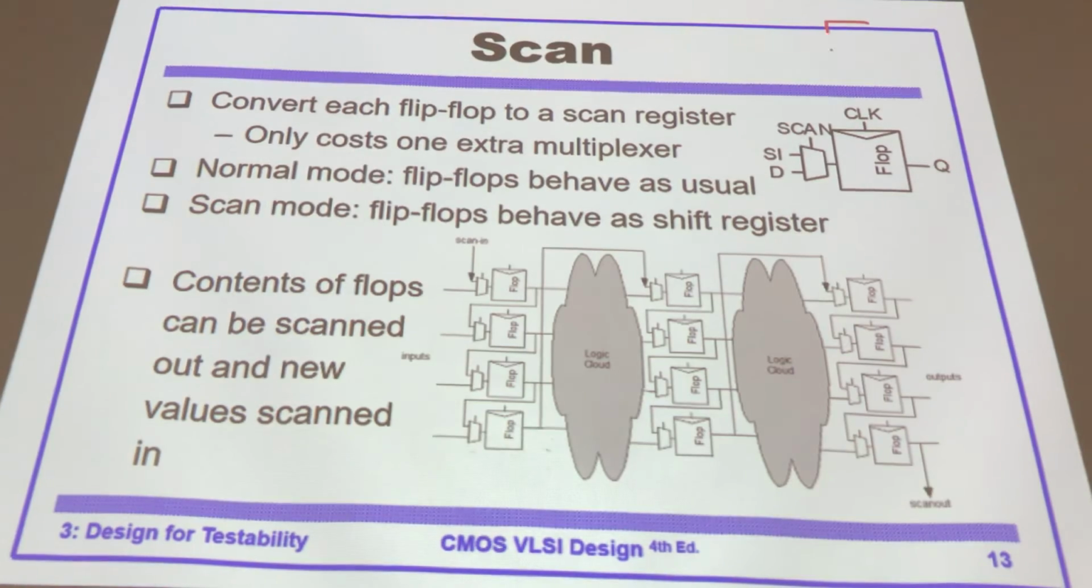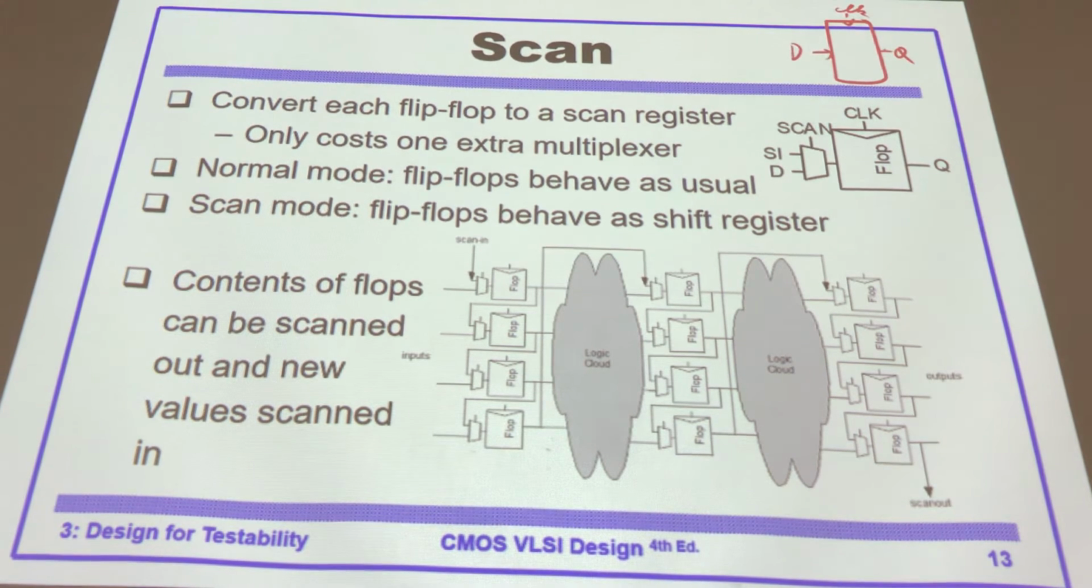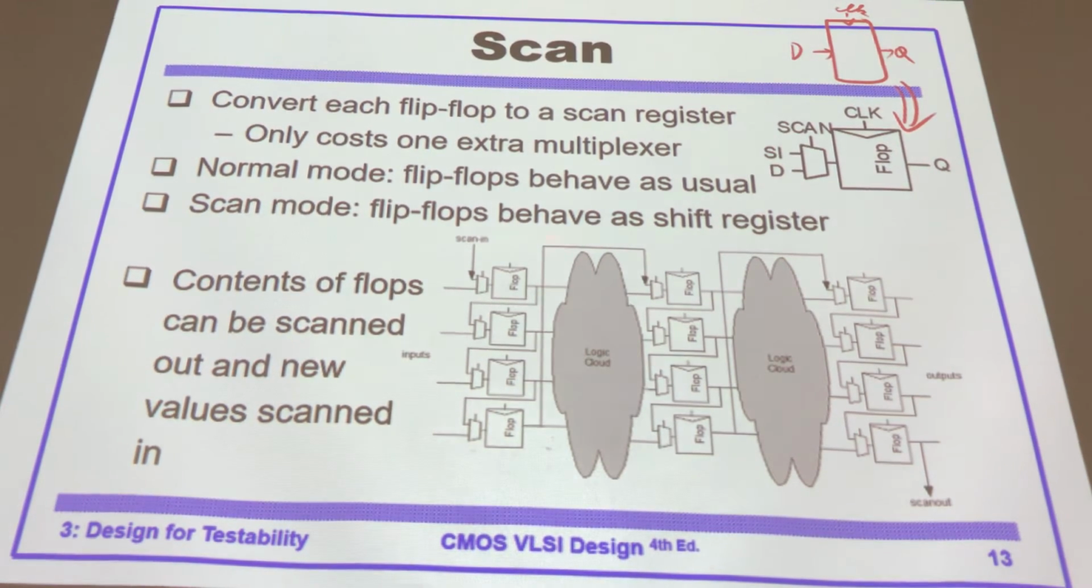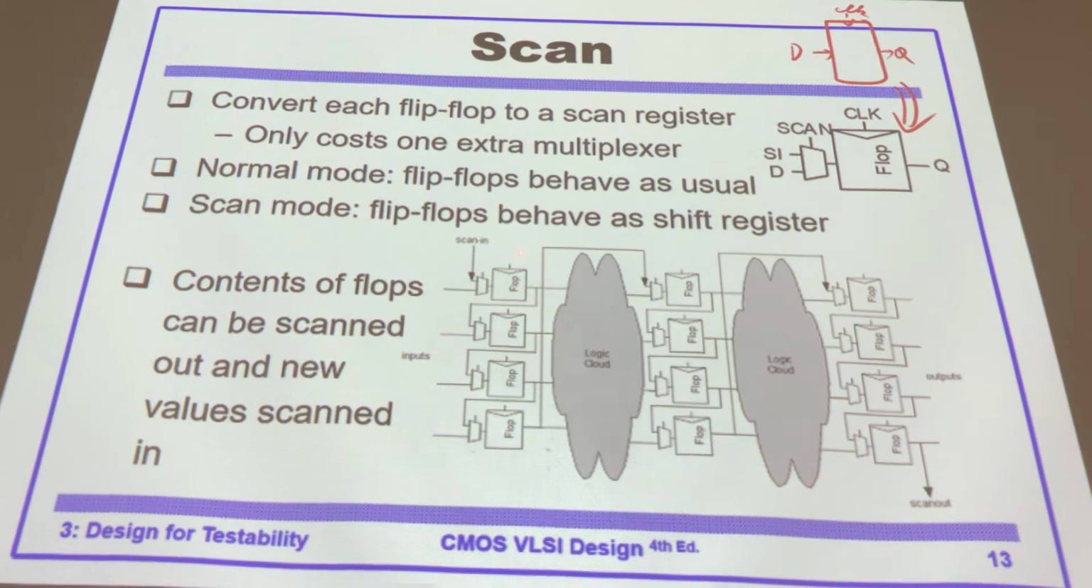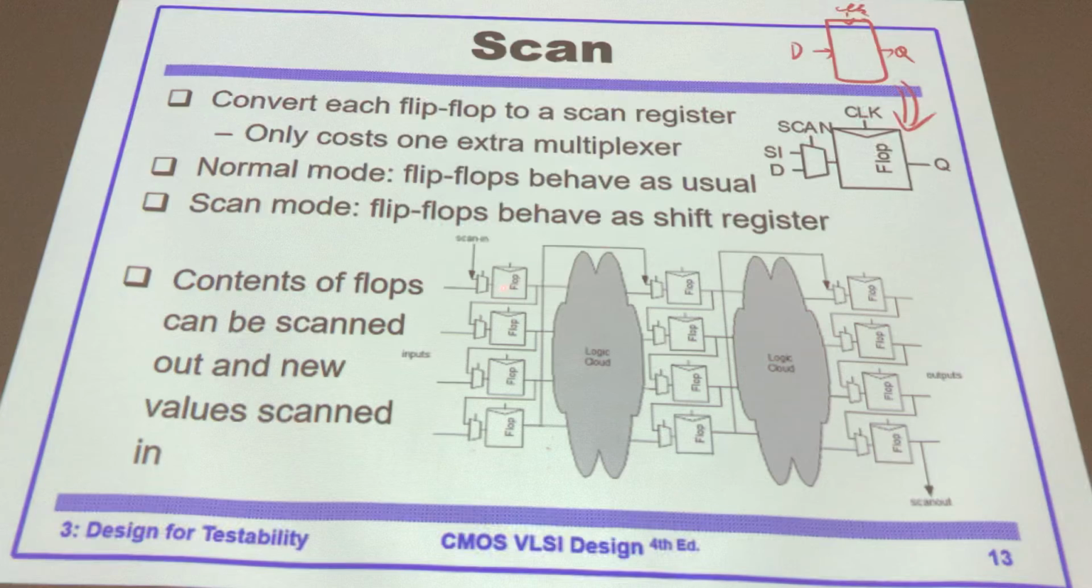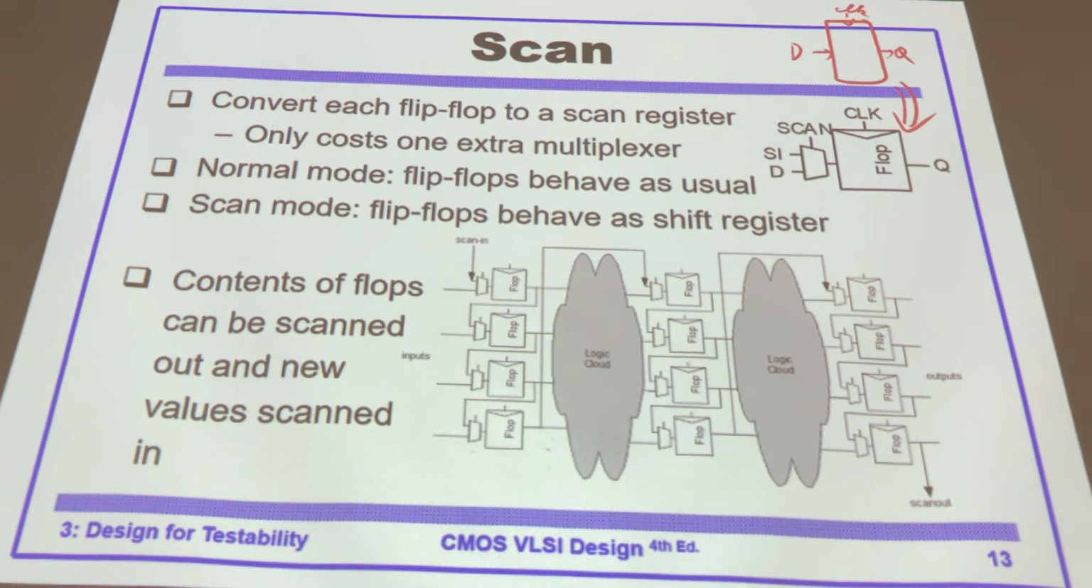Originally, it should look like this. Clock, Q, D. That's it. We change all the flip-flops to the new design, including the multiplexer. And then in the scan stage, the circuit will become this. Every flip-flop is going to be chained together.